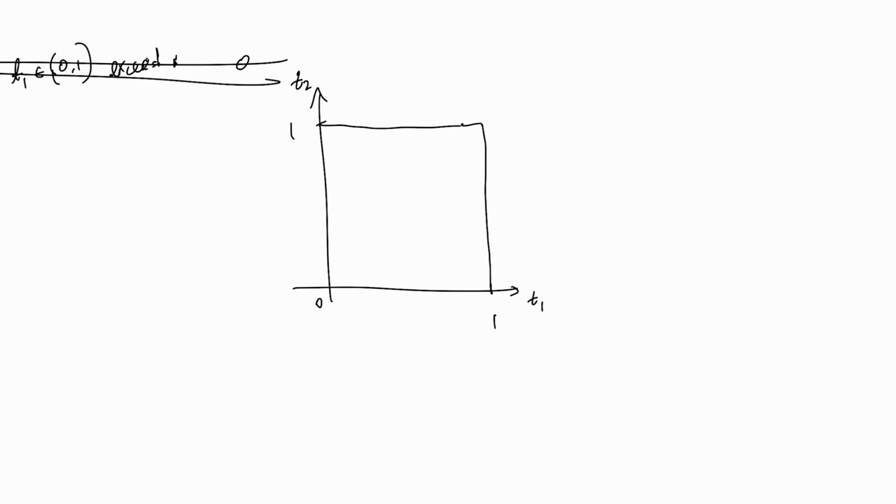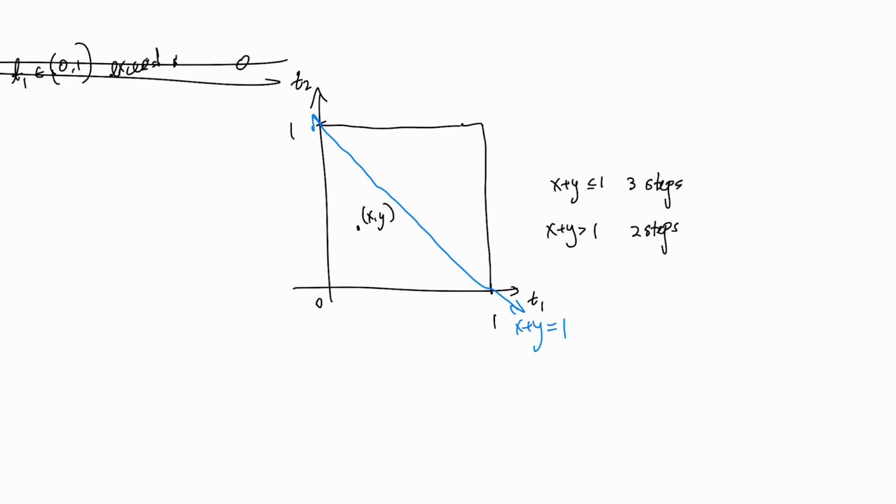And if I choose a point x, y such that x plus y is less than 1, then she takes 3 steps, right? Because after the second step, the time taken is less than 1 minute, so she keeps going. If x plus y is greater than 1, then she takes 2 steps. So that's just an inequality. And the line x plus y equal to 1 is this line over here. So this region here is when she takes 2 steps.